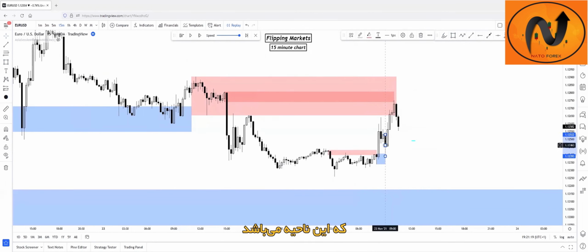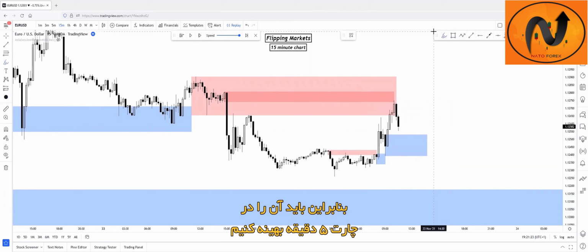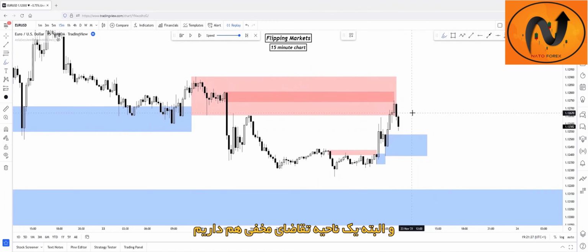And this will be the demand zone. As you can see, this is a really huge zone. So we will have to refine it on the 5-minute chart. And actually, we have another hidden demand zone.